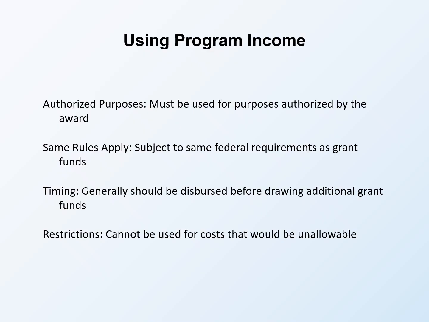Timing considerations generally require dispersing program income before drawing additional federal funds under the addition method. This sequencing ensures program income is actually used and not accumulated while you continue drawing federal funds. Specific requirements may vary by funder. Restrictions on unallowable costs apply to program income just as they apply to grant funds. You cannot use program income for entertainment, alcohol, lobbying, or other unallowable costs. The limitations on how grant funds can be spent also limit how program income can be spent.